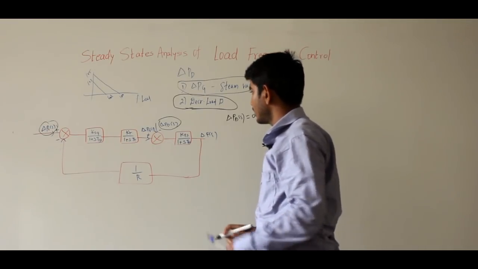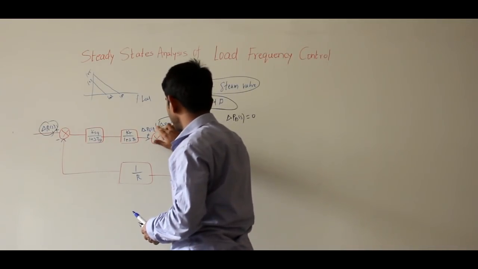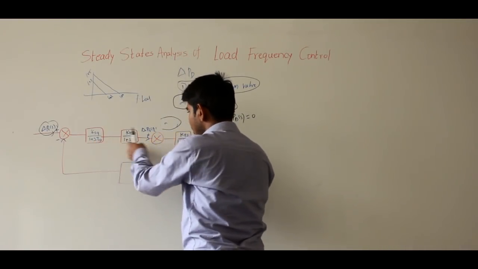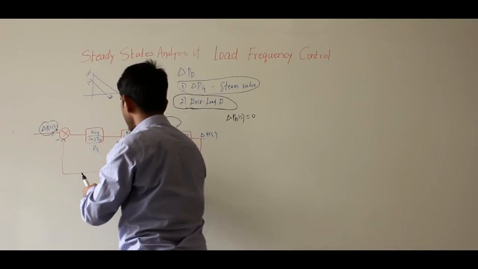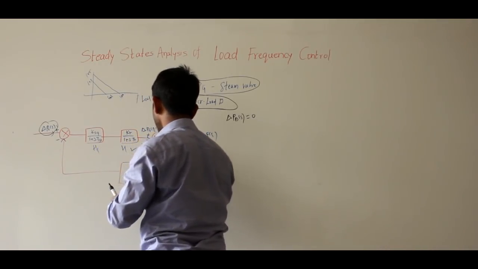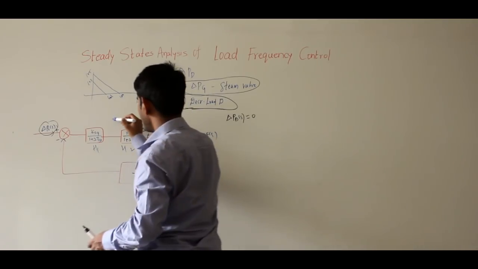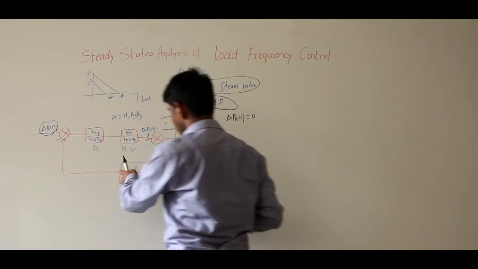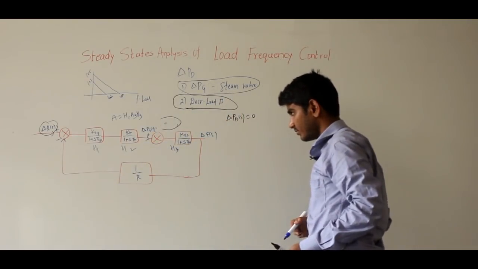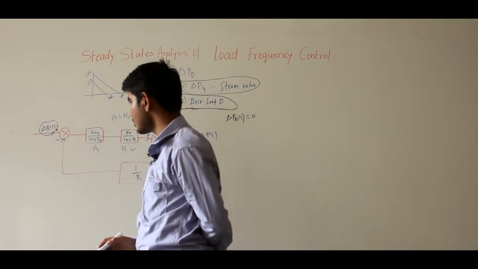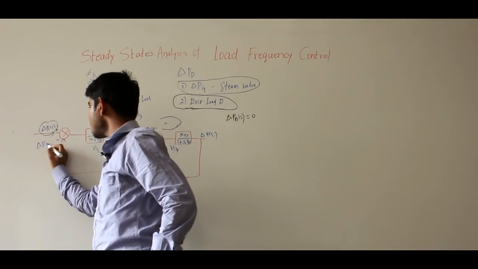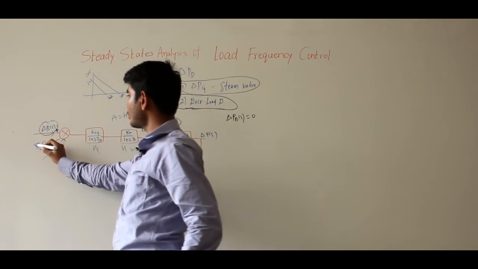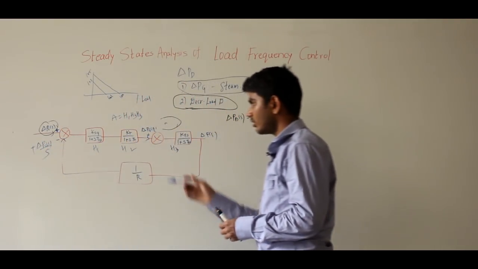Here again, you can cut off this delta PD of S from here, and these three blocks H1, H2, H3 can be multiplied, given by A, which is the multiplication of these three transfer functions, and this is your B. And again, for a sudden change in the speed changer setting, the input here will be delta PC of S upon S, and here it is plus. So you will have plus delta PC of S upon S.